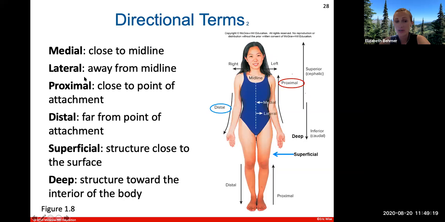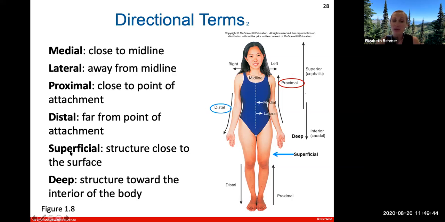More directional terms and a good description of them. Medial and lateral have to do with the midline. Proximal and distal talk about close or far from the point of attachment, meaning an attachment between an appendage, which is an arm or leg, and the trunk. So it's closer or farther from the trunk, or the center part of the body.